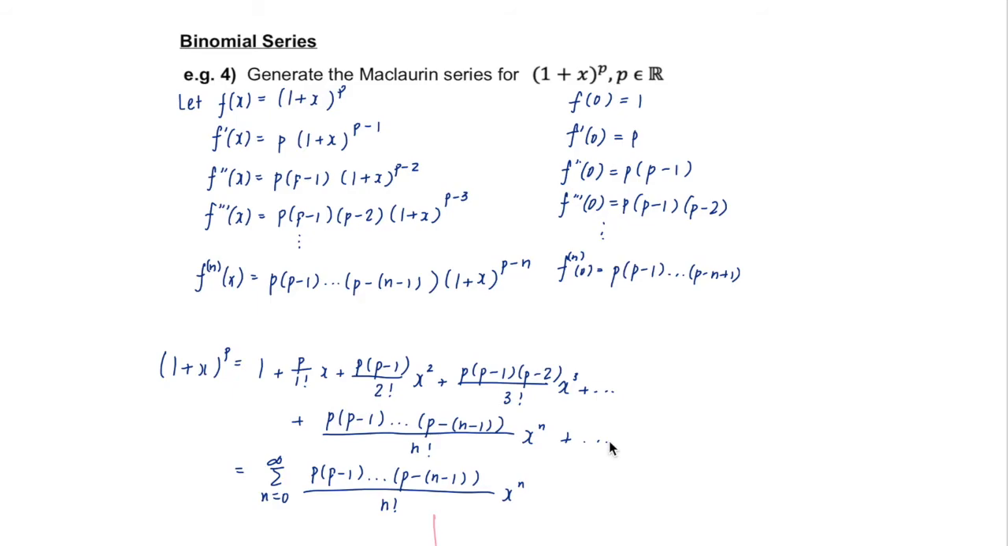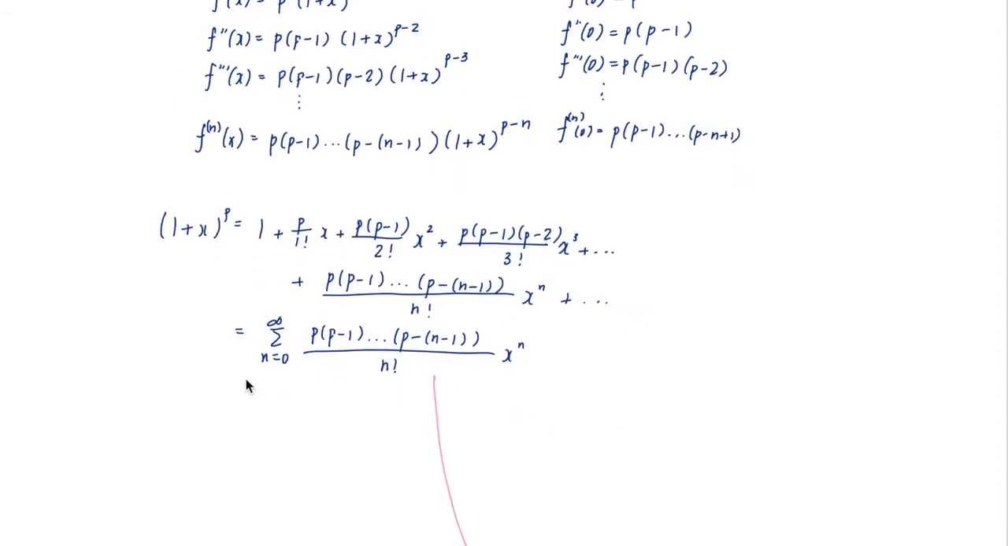I think we are able to write this using a sigma notation. This is the sum of n starting from 0 to infinity of the general term p times p minus 1, p minus 2, times p minus n minus 1 over n factorial times x to the power of n.